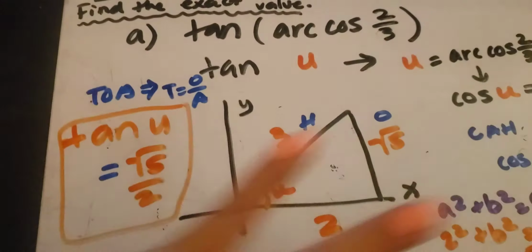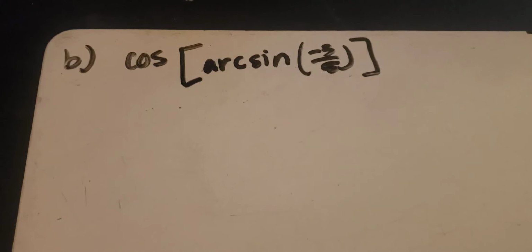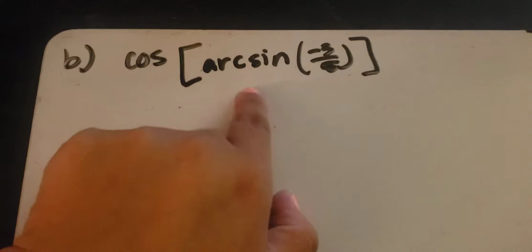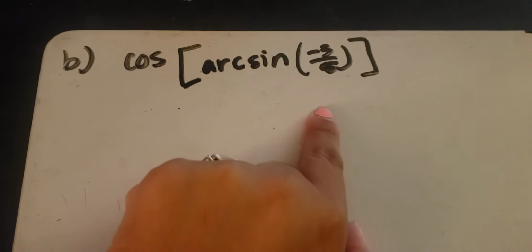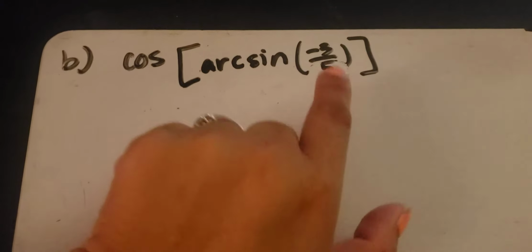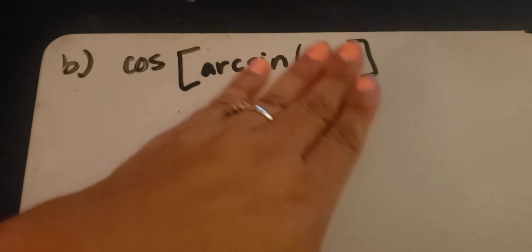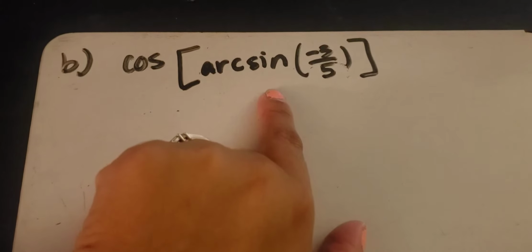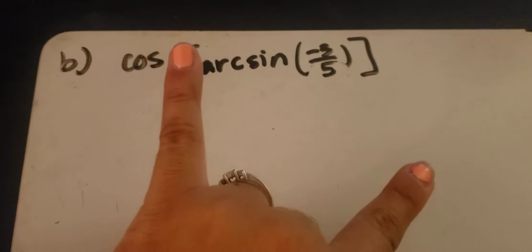I'm going to go ahead and wipe it all out, and hopefully I'll have more room. All right, so the next one that we're going to be doing is cosine of arc sine of -3 over 5. Sorry, that should be a 5. All right, there we go. That looks better.